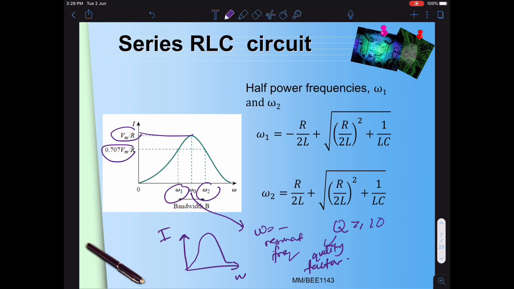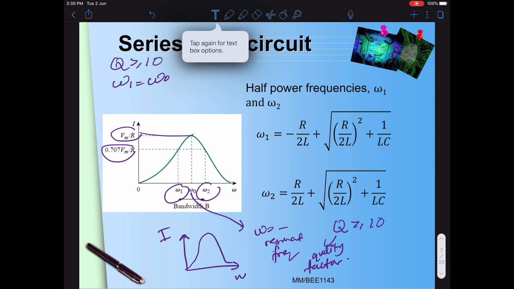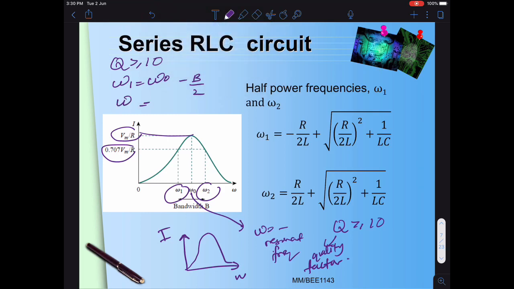I write here again. If your circuit has a Q greater than 10, we can summarize this formula using omega 1 equals omega naught minus B divided by 2, and the next formula is omega 2 equals omega naught plus B divided by 2. If the Q is less than 10, then you need to use the full formula.